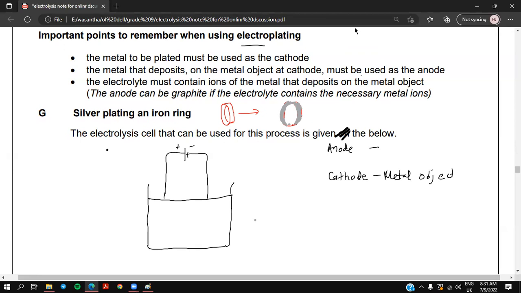Metal object is cathode, means this one. The metal ring. And then if you are going to do silver plating, the solution has to have Ag plus. Electrolyte has to contain, in this case, silver ions.